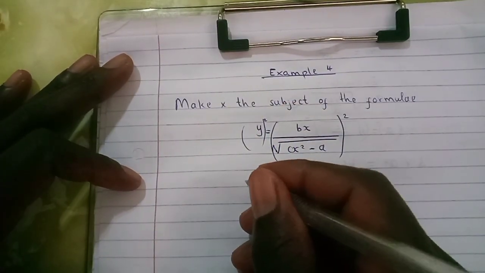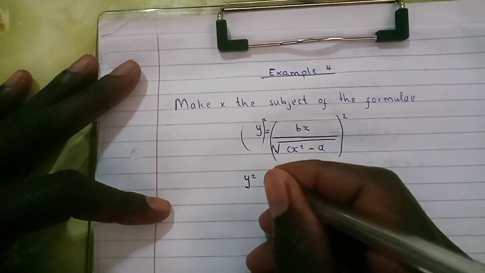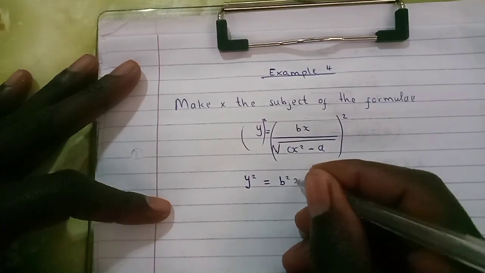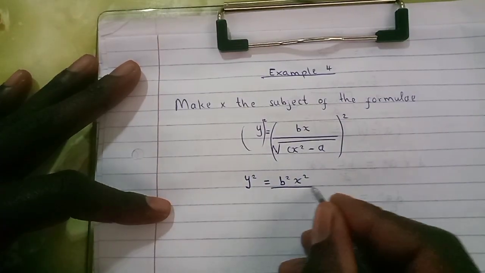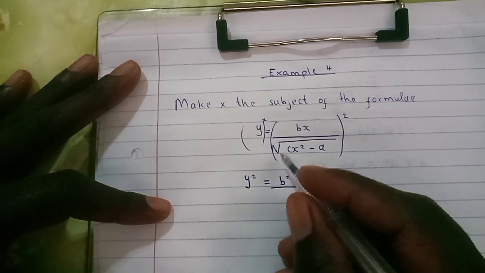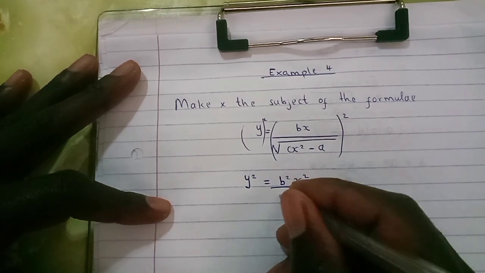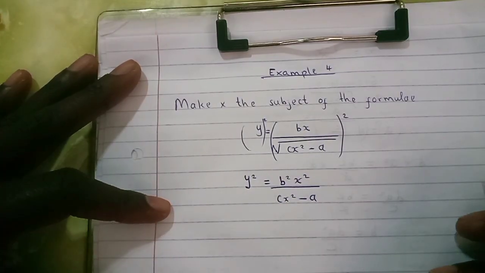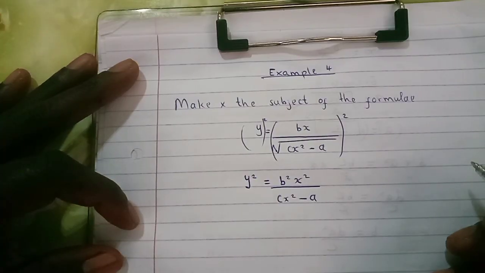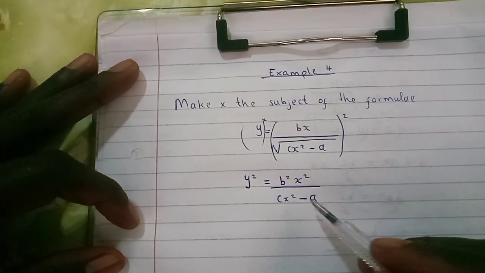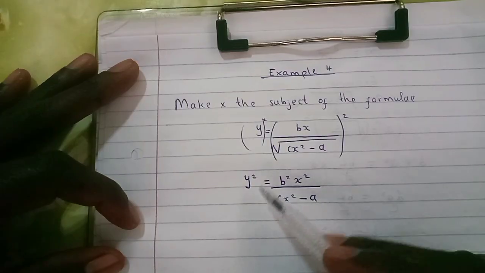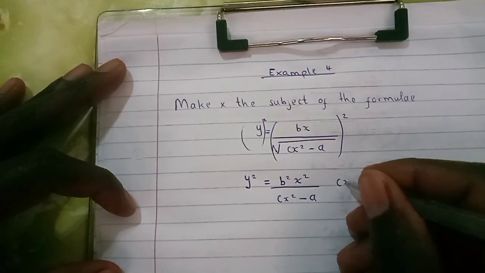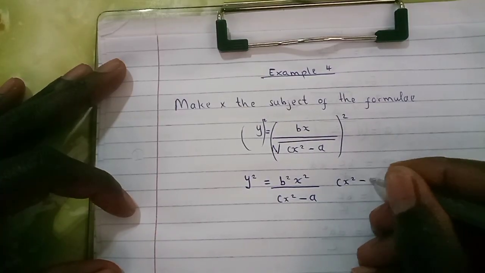So the result is going to be y squared is equals to, if we square bx, we are going to get b squared x squared all over. Now, if we square the square root of cx squared minus a, we are going to get cx squared minus a. We have done away with the square root sign. The next step that we are supposed to do is to turn the equation into linear. We are going to do away with the fraction part. And to do away with the fraction part, we are going to multiply both sides by cx squared minus a.